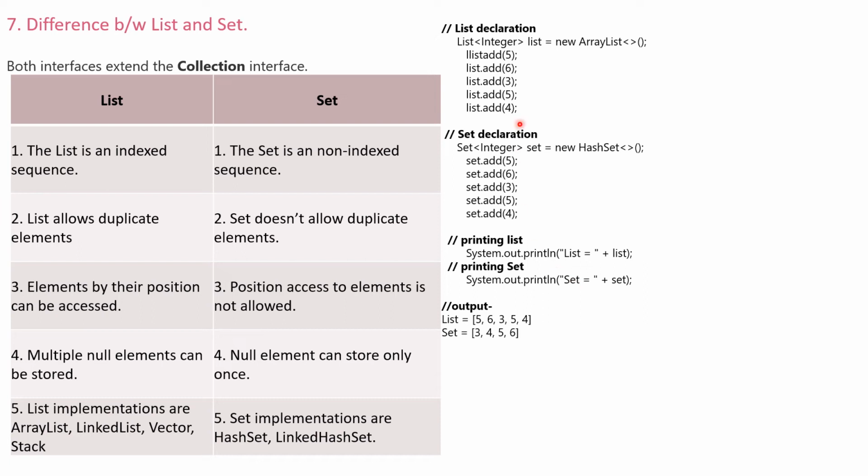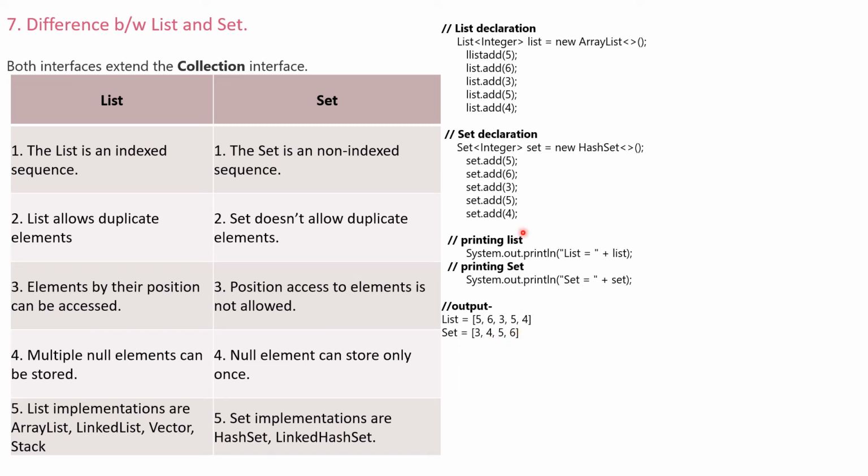We are just printing the elements, whatever elements we are giving here in the declaration. And what will be the output? The list prints 5, 6, whatever elements we are giving here. And as I said, it is allowing the duplicates. See here, 5 is repeating 2 times, so the list is allowing the duplicates.